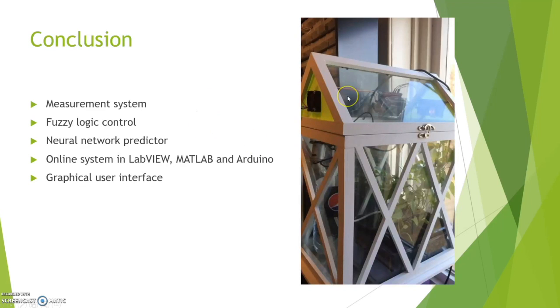So a measurement system has been designed and built with integrated physiology controllers for soil moisture and temperature. We also made a neural network temperature predictor. An application was made in LabVIEW, which used both the power of MATLAB for the neural network and the power of the Arduino to control the actuators and read the sensor data. And a graphical user interface was made in LabVIEW.